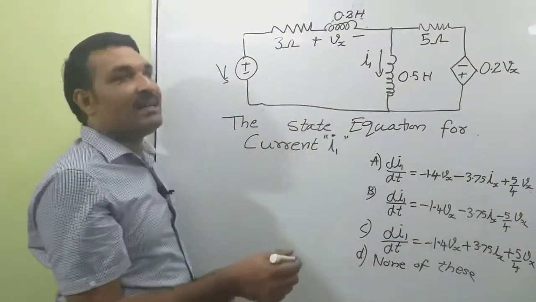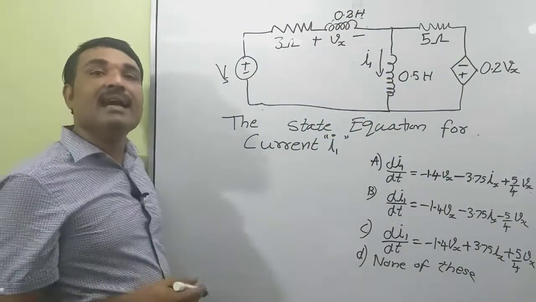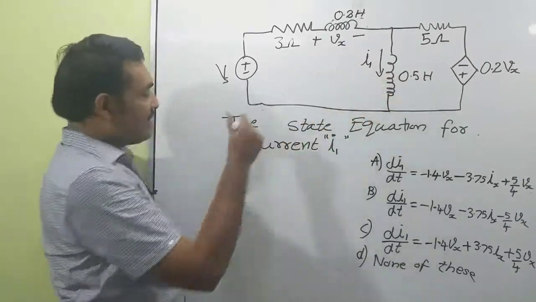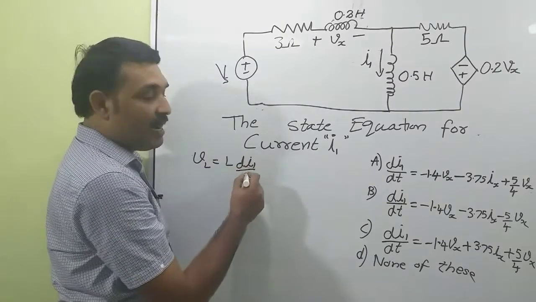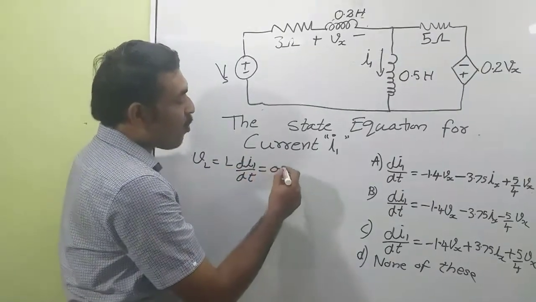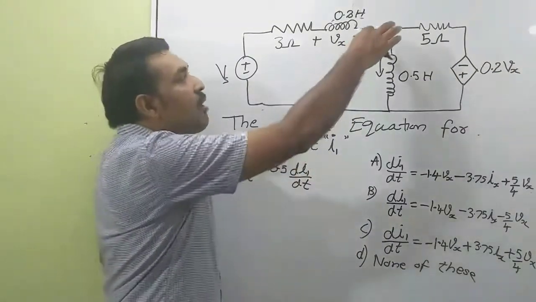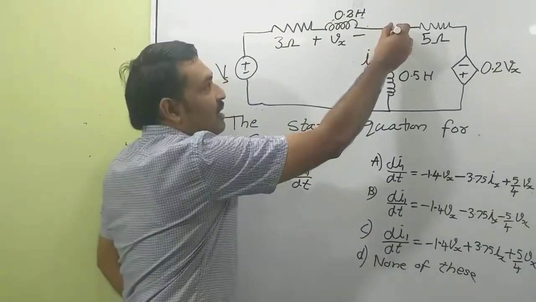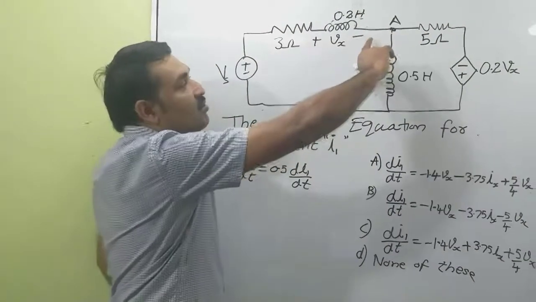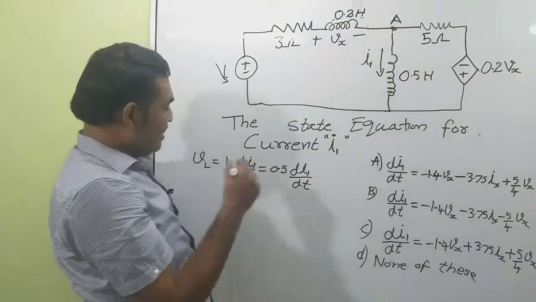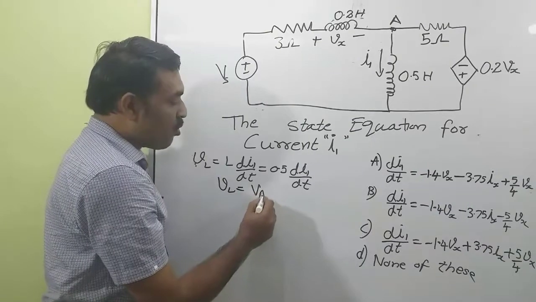Options are given. We know that the voltage across this inductance is VL, given as L di by dt. So we can write VL is equal to L di1 by dt, that is equal to 0.5 di1 by dt. Now apply Kirchhoff's current law at this node. Let this node be A. The voltage at this node is the same as the voltage across this inductance. So VA is equal to VL, which is a node voltage.